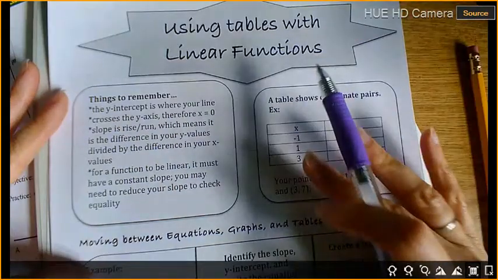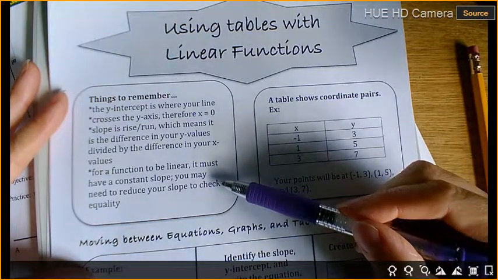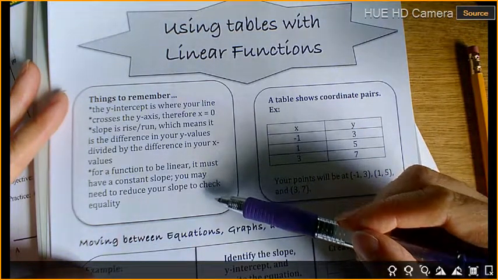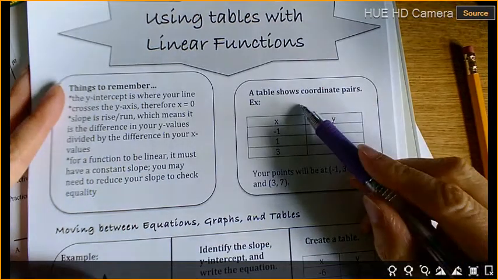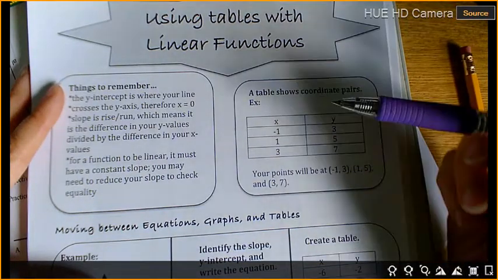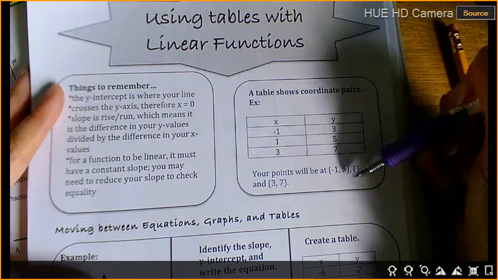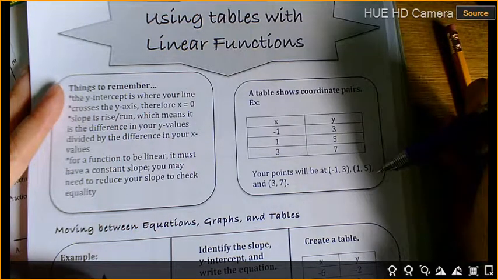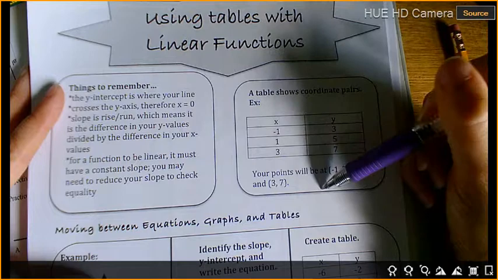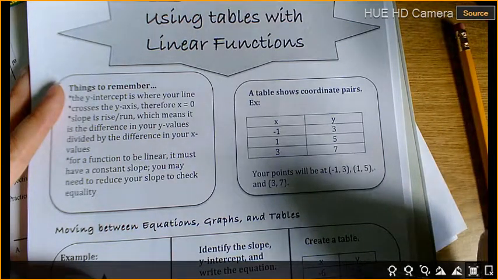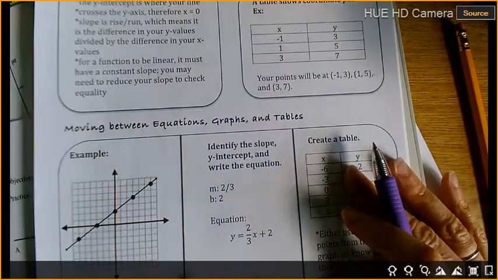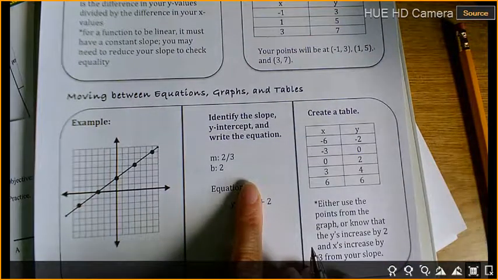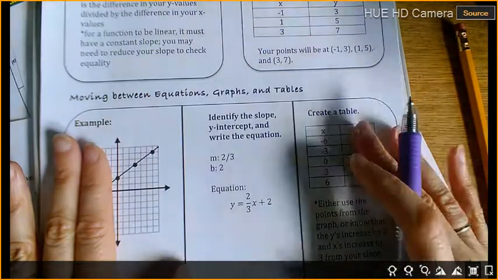For a function to be linear, it must have a constant slope. You may need to reduce your slope to check equality. Okay? This is a table, it shows coordinate pairs. (-1, 3) is a pair. (1, 5) is a pair. (3, 7) is a pair. That's how this table works. Moving between equations, graphs, and a table.